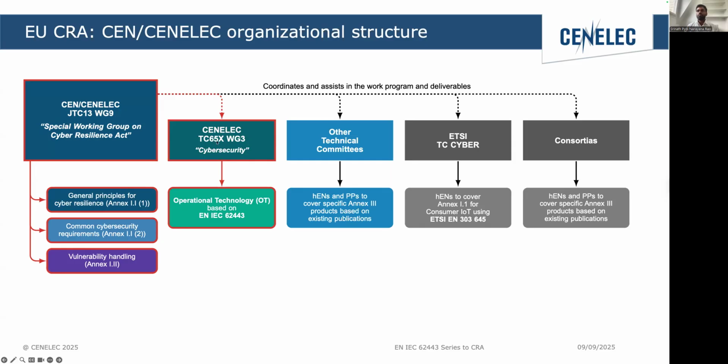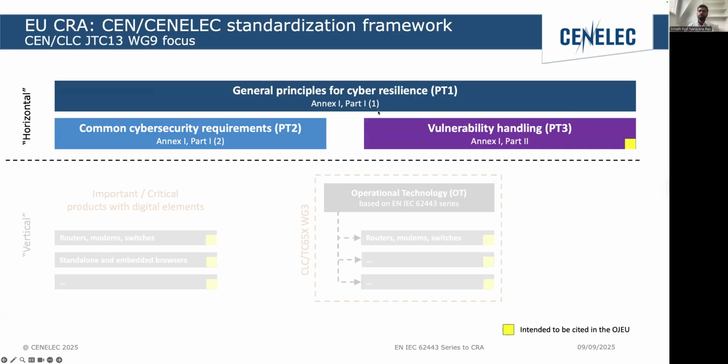And of course, you can see TC65X working group 3, cybersecurity, which is for operational technology, based on 62443. So the horizontal working group has 3 sections to handle, which come under 3 project teams. They are called PT1, PT2, PT3: principles, requirements, and vulnerability handling. So these are at the top level, and the vertical groups have to harmonize with these horizontals. That's the main idea of producing the harmonized standards and working with the groups together.